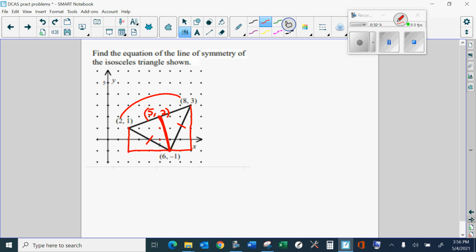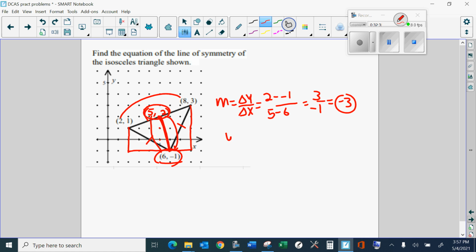Okay, so I have 2 points. I can pick one of those for the point slope formula, but now I need the slope. So what is that slope? Slope again is change in y over change in x. Change in y, 2 minus -1 over 5 minus 6. 3 over -1 or -3 is my slope. So I use that. We'll take 5, 2. So y minus 2 equals -3 times x minus 5.